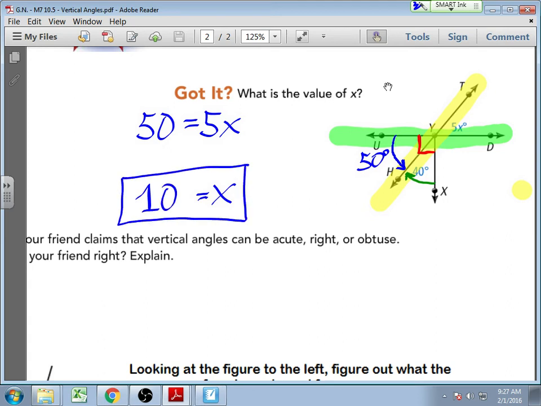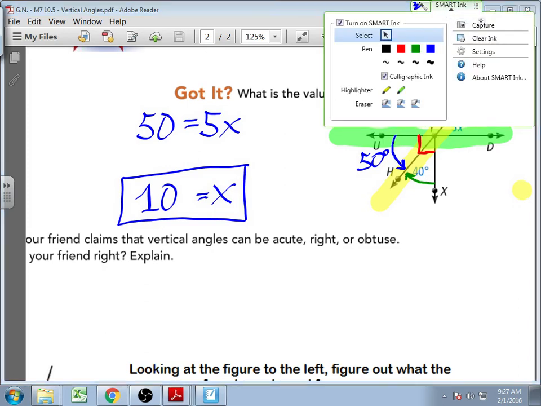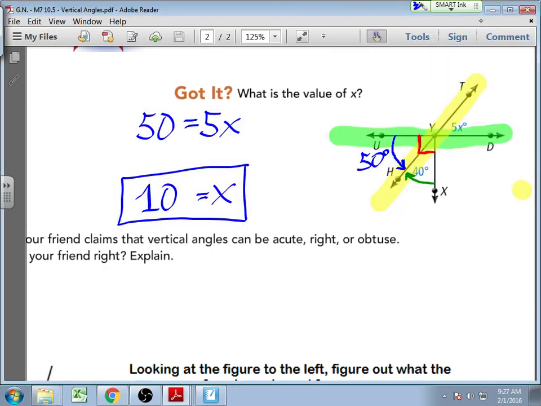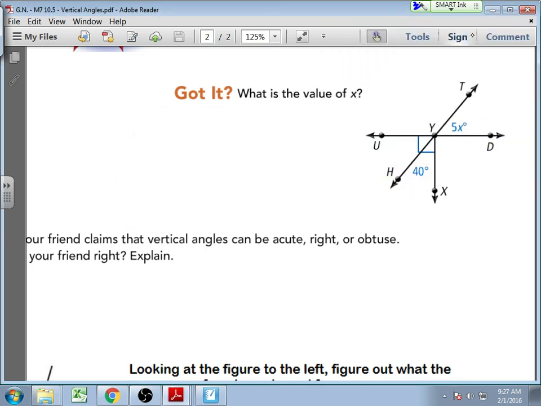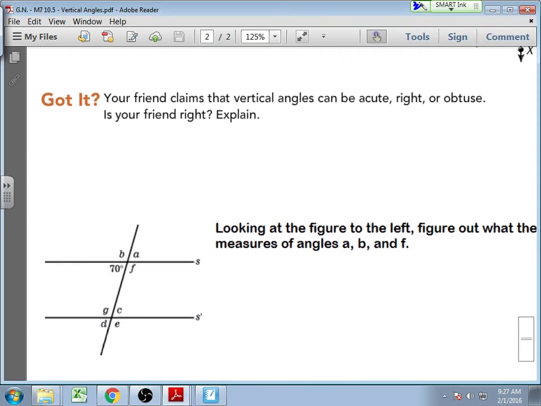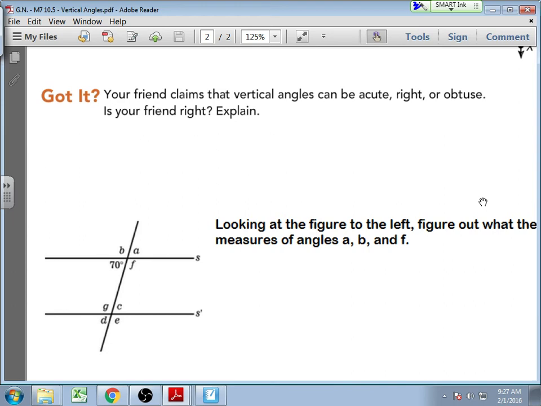Questions? You first had to identify the complementary pair that was there. We started with the complementary pair. Are we still feeling good about this? Your friend claims that vertical angles could be acute or obtuse. Now we've already proven that. We saw that they were supplementary, and acute, because the last one, 5x, is also acute. So we already proved acute.